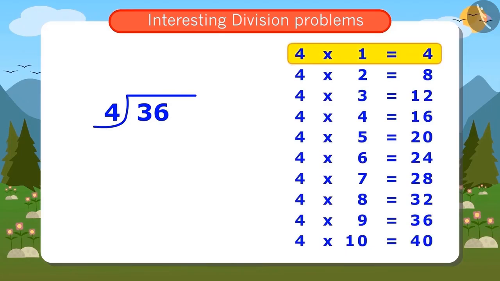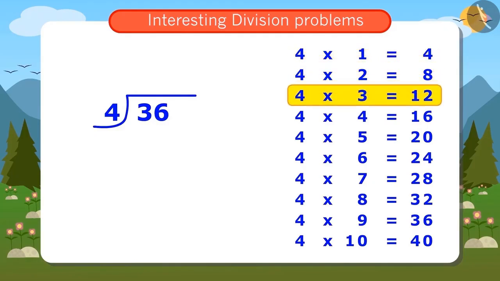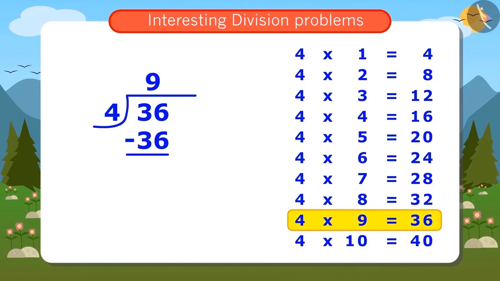4 ones are 4. 4 twos are 8. 4 threes are 12. 4 fours are 16. 4 fives are 20. 4 sixes are 24. 4 sevens are 28. 4 eights are 32. 4 nines are 36. That is, if 36 is divided by 4, the answer will be 9. That means I have to bring 9 boxes.